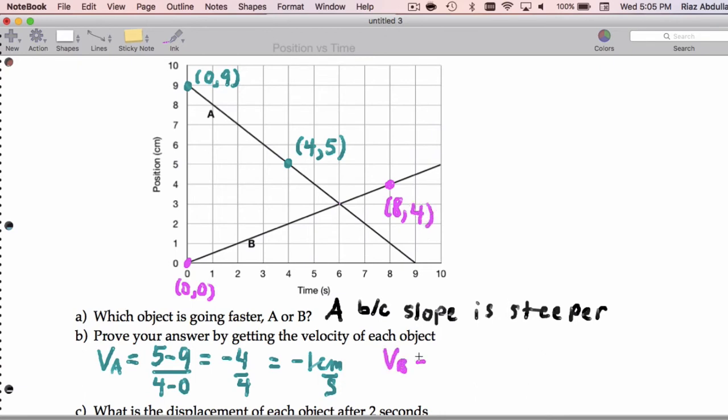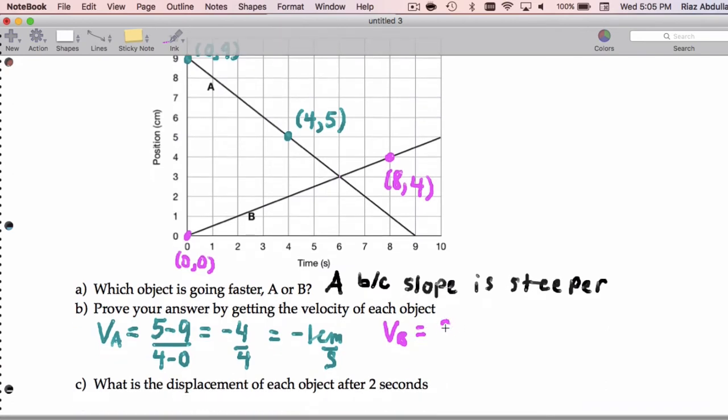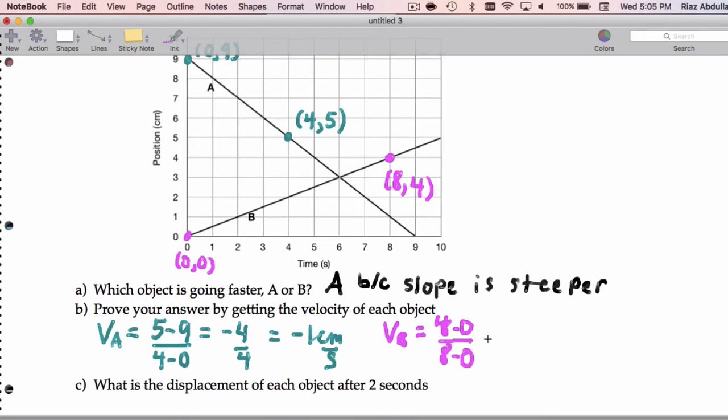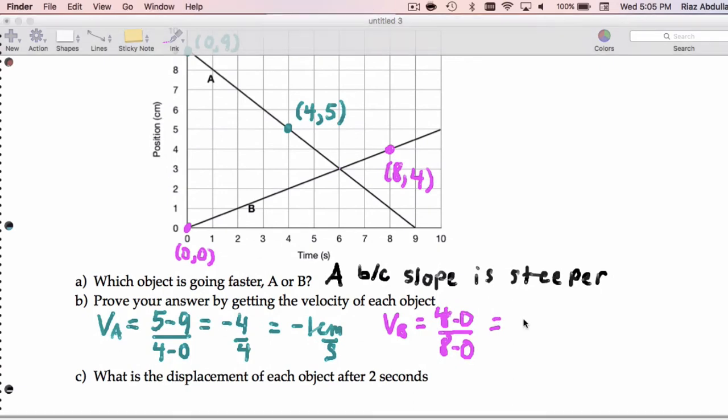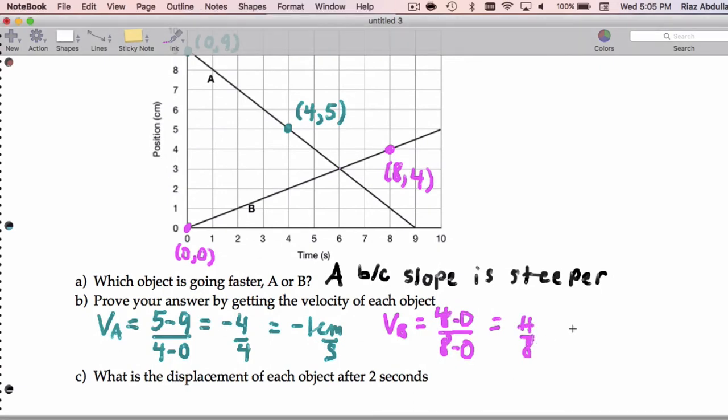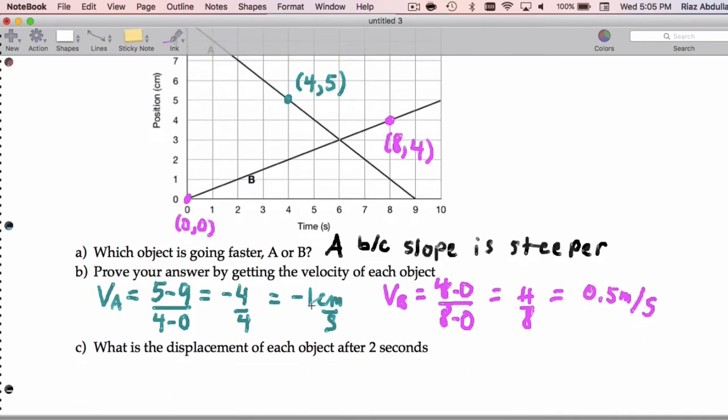So for B, using the rise over run calculation, that's going to be 4 minus 0, because it's the y, the vertical, the position coordinate, over 8 minus 0. That's going to give us 4 over 8, which is going to give us 0.5 centimeters per second. So even though this is negative, its absolute value is bigger than the absolute value of VB, and that's how we know it's going faster.